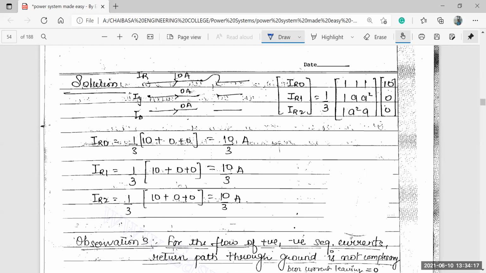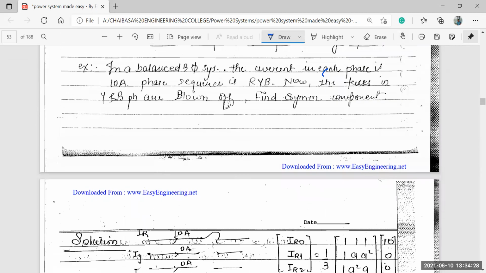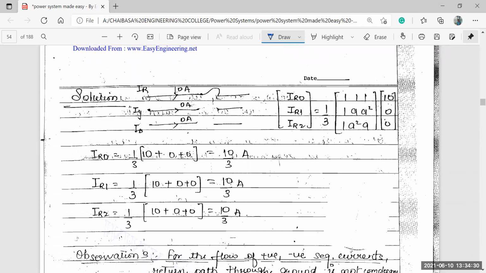Okay, so see in this figure, where were we? We were in this particular segment, right? That was the question, and over here they have drawn this particular segment where IR, IY, and IB are given. Three phase, and these two fuses are blown off. That is your IR, and that is your IY and IB.